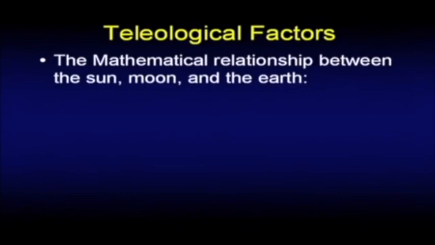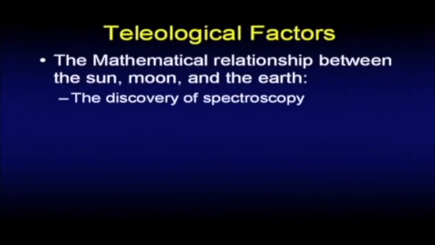Anyway, there's another discovery that's more recent, but just as provocative. It has to do with the mathematical relationship between the sun, the moon, and the earth, and it's the discovery of spectroscopy. It turns out the sizes of the earth, the moon, and the sun are such that when the moon gets in the way at just the right time, it's exactly the right size and distance to block out the sun and give you what we call a solar eclipse. But if the moon was a little bit smaller or a little bit bigger, you wouldn't be able to see the corona. And it was in seeing the corona that they discovered spectroscopy.